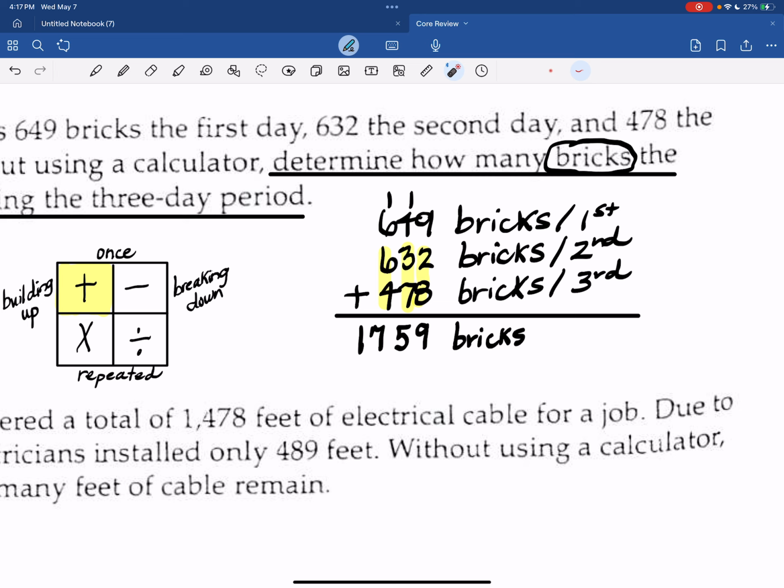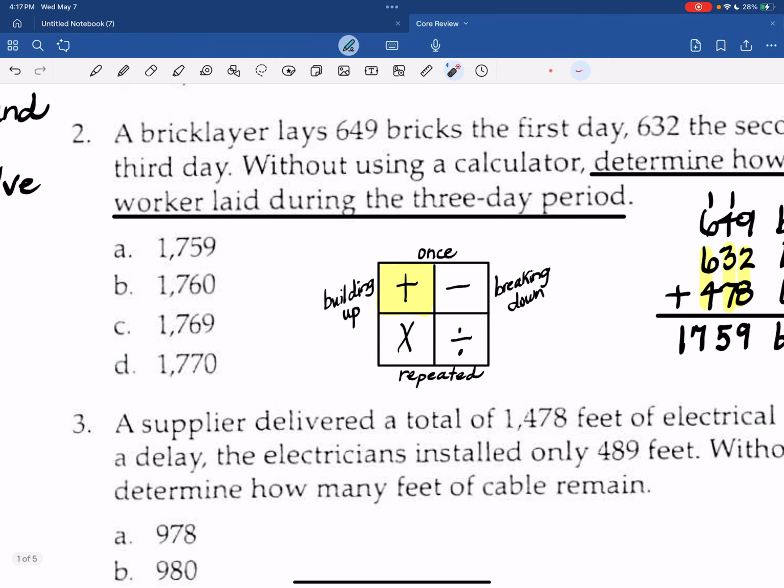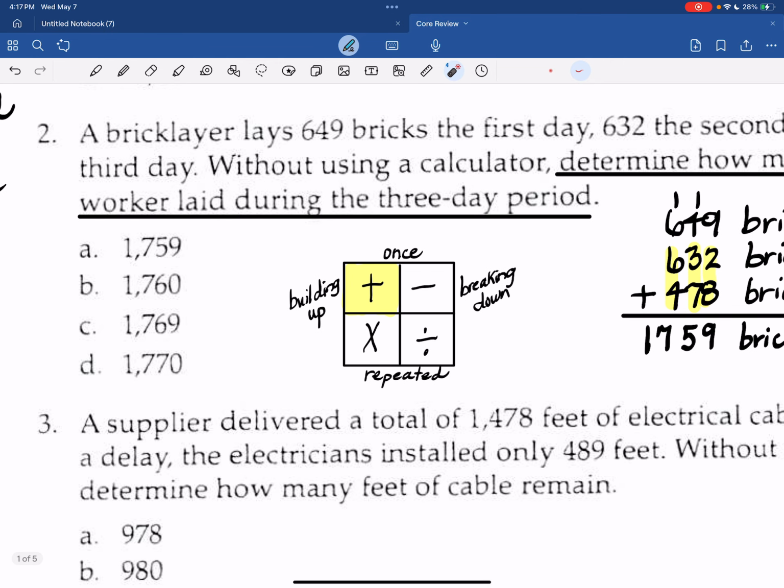If you got 17 million bricks, that doesn't fit. But this is a reasonable answer for this problem. And even more than that, it fits the choices I have. So I would go with answer A as in alpha on this one.